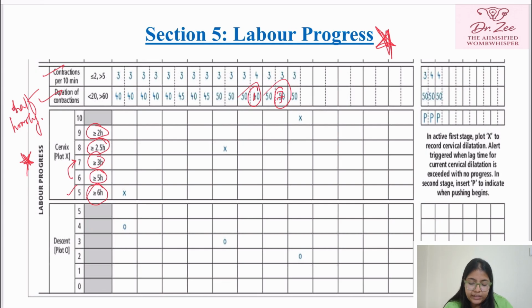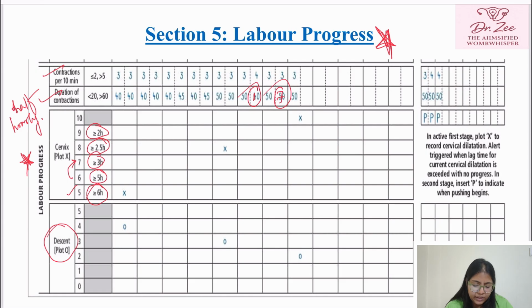But once she has been 8 centimeters, you see the time to go from 8 to 9 is allotted 2.5 hours. So you should not be checking after 4 hours. Okay, you should be checking within 2.5 hours. So see, she has again been checked after 2 hours, and she has progressed from 8 to 10. So that is normal.